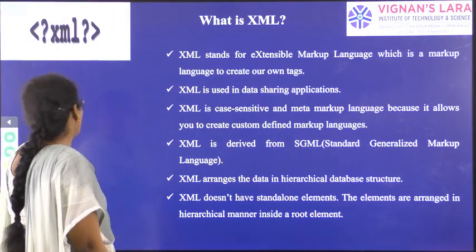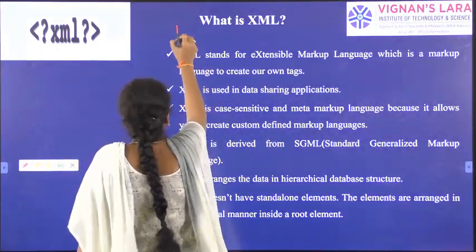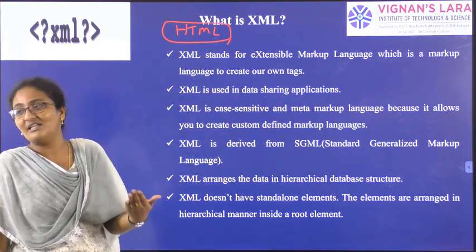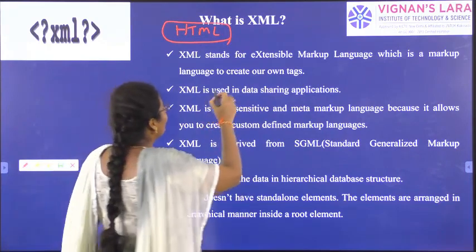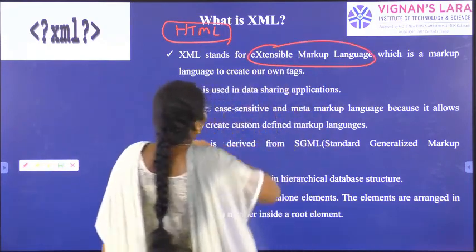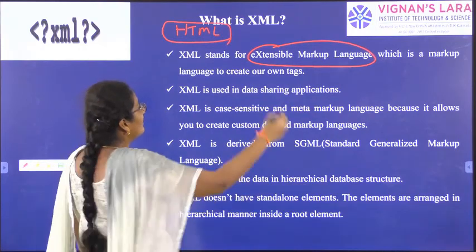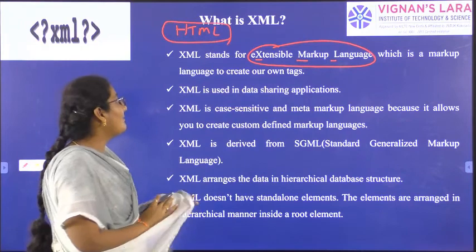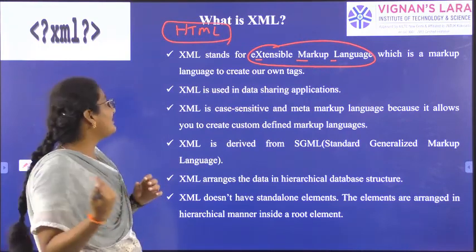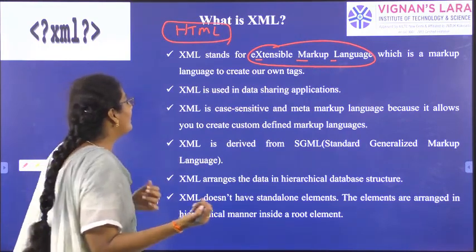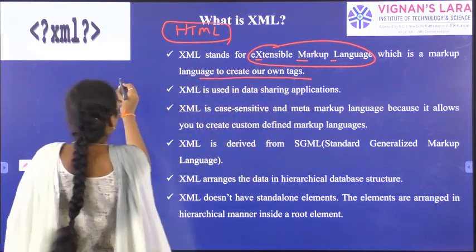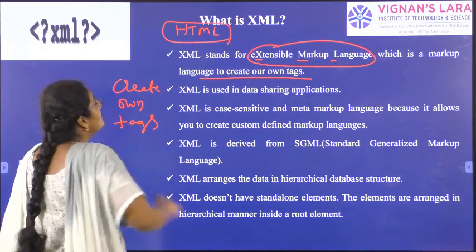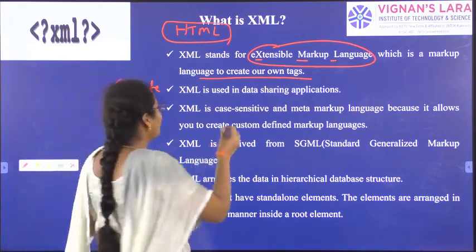So what is XML? Extensible Markup Language. HTML, you already know, is Hypertext Markup Language. The continuation of that is XML. XML means Extensible Markup Language. It is a markup language which is used to create our own tags. So using XML we can create our own tags. XML is used in data sharing applications.